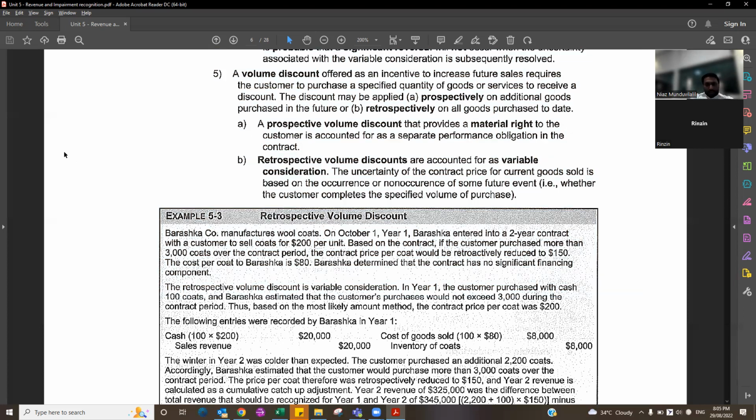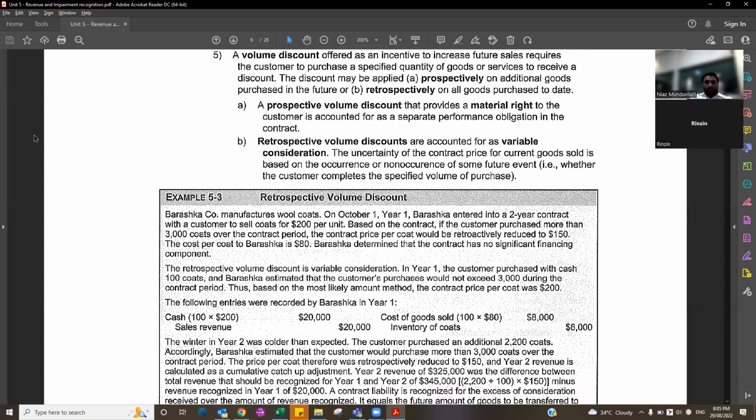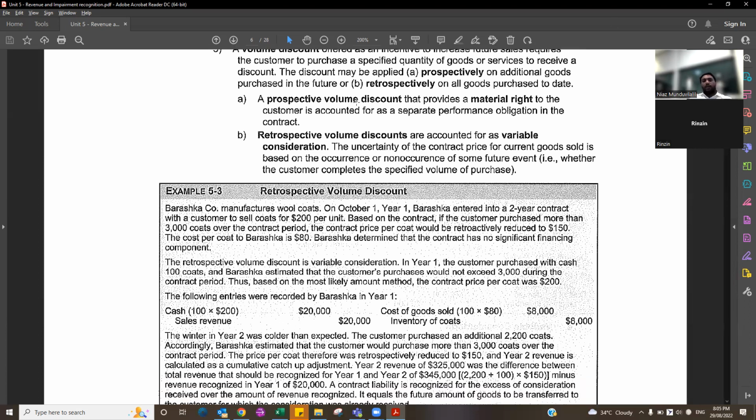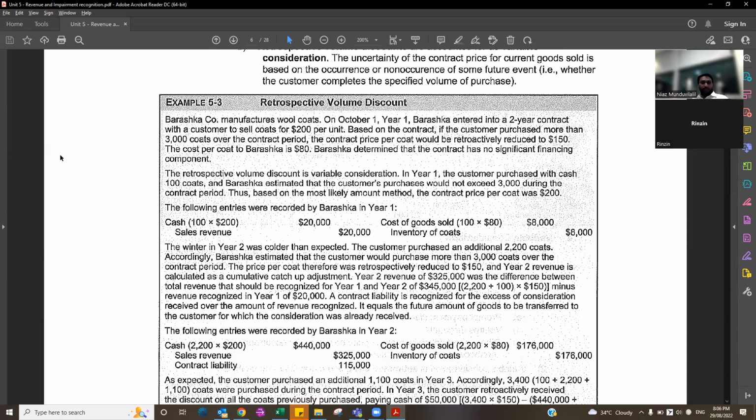Now, a prospective volume discount that provides a material right to the customer is accounted for as a separate performance obligation in the contract, and retrospective volume discounts are accounted for as variable considerations. The uncertainty of the contract price for current goods sold is based on the occurrence or non-occurrence of some future event, that is, whether the customer completes a specified volume of purchase. Now we will see this example, so it will be easier for you.